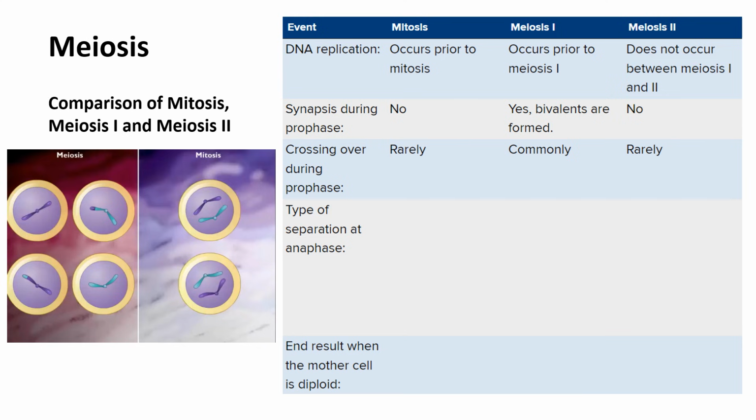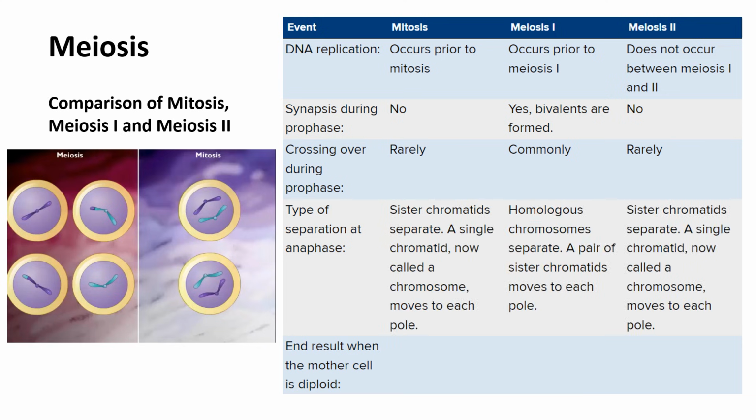What kind of separation of chromosomes occurs during anaphase? Well, in mitosis, sister chromatids separate. In meiosis I, homologous chromosomes separate. And in meiosis II, we're back to separating the sister chromatids.